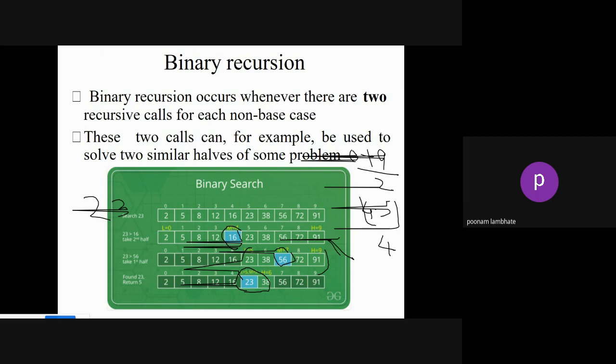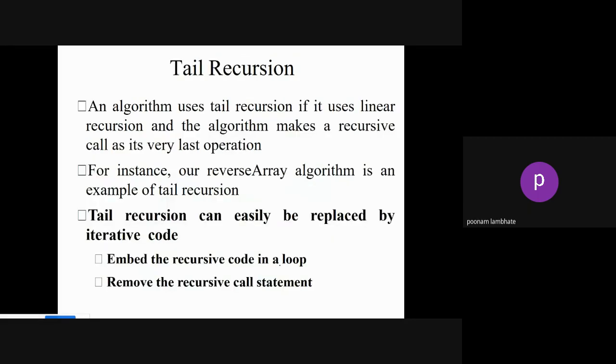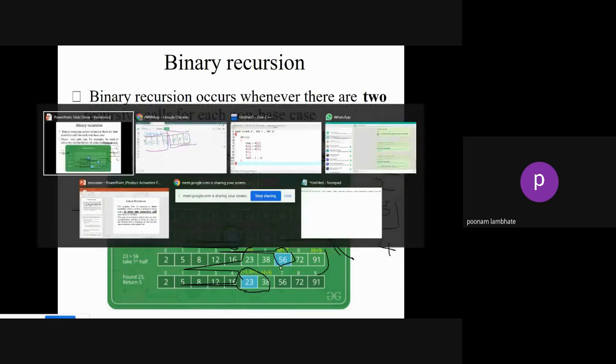But what is the prerequisite here? The array must be in sorted order. Elements must be in ascending order, starting from the smallest to the greatest element. Only then can you say that the element 23 will be to the right of 16, or to the right of the middle element. Okay, let us see an example.